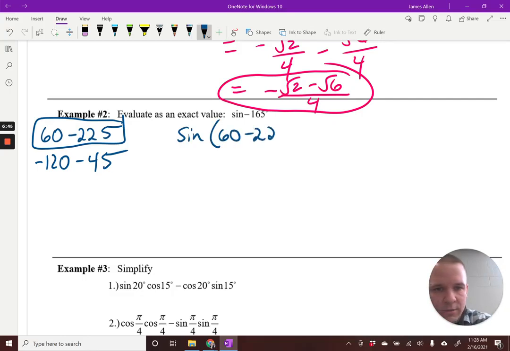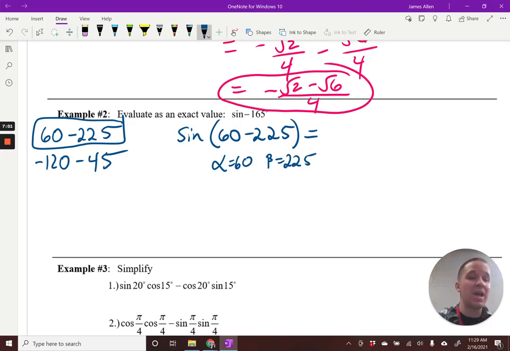60 minus 225. So I'm using the sine and I'm using subtraction here. So we got to remember that our alpha here is 60, but our beta, that's 225, not negative 225, because I'm using the subtraction formula. If I did negative 225 with the subtraction formula, then I would be doing two negatives there, and that would cancel it out, right? We don't want that.